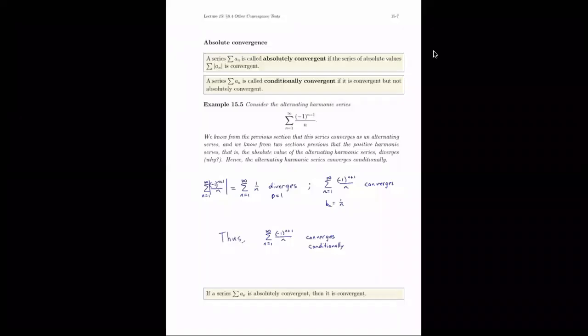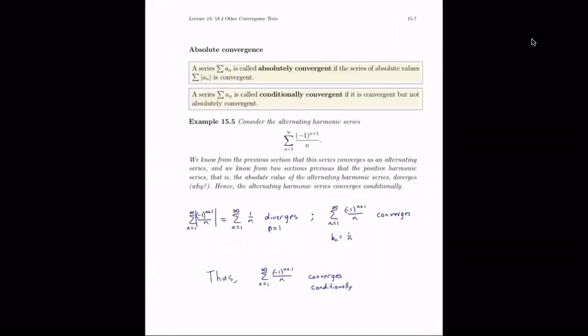Okay, the second video for 8.4 is covering absolute convergence and then a couple more convergence tests, namely the ratio test, which is one of the most useful and important convergence tests in all of this class. So we need to start with the definition of absolutely convergent.